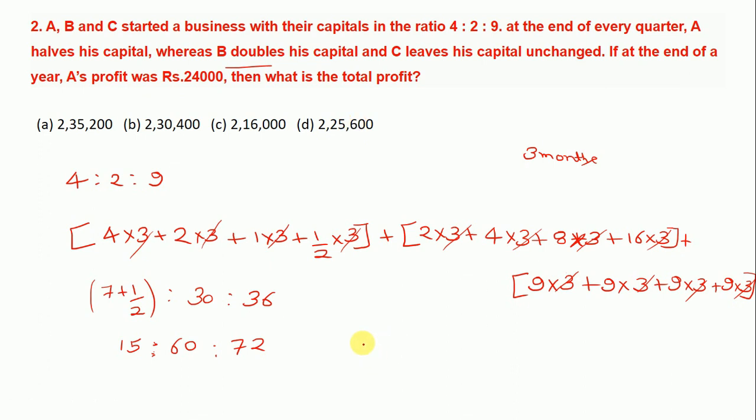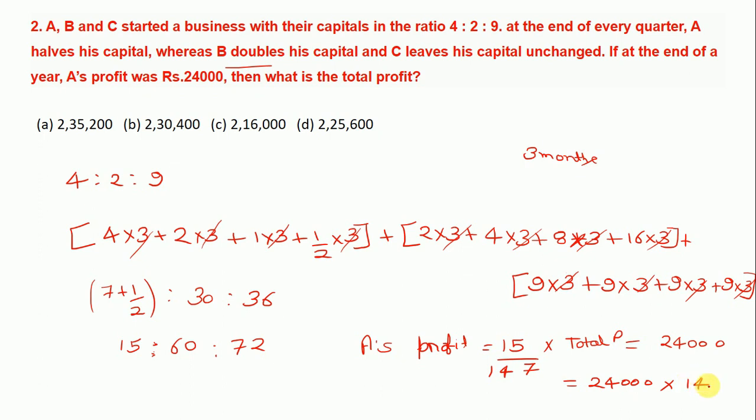So A's profit will be 15 divided by 2 plus 5, that is 7. 7 plus 6 is equal to 13, plus 1 is equal to 147, into total profit, and the value of this is given to us: 24,000. So total profit will be 24,000 multiplied by 147 divided by 15.